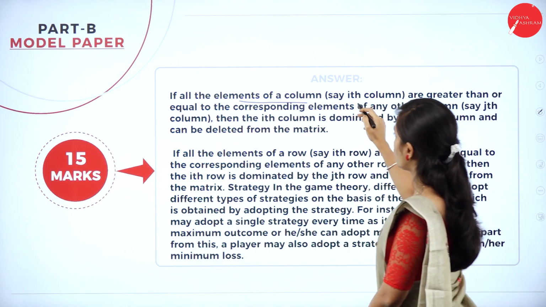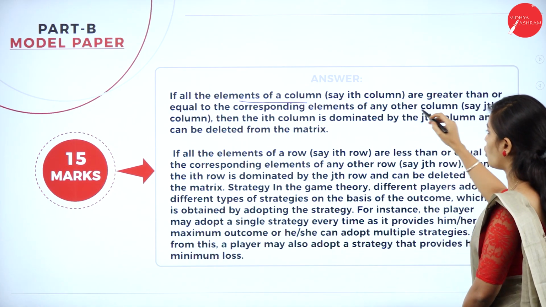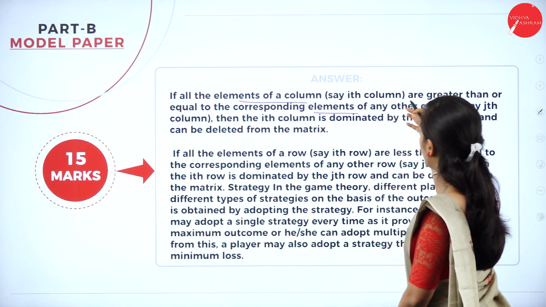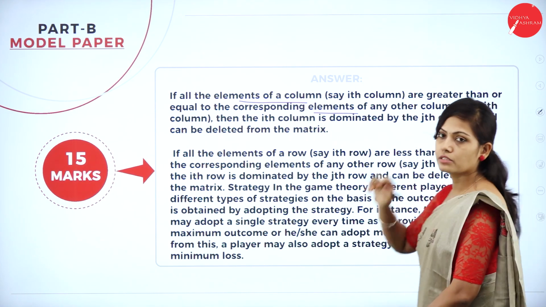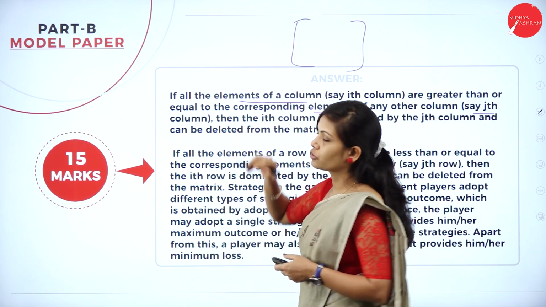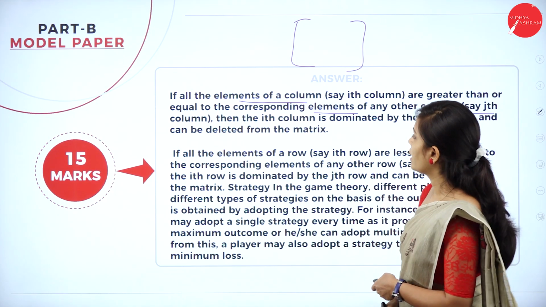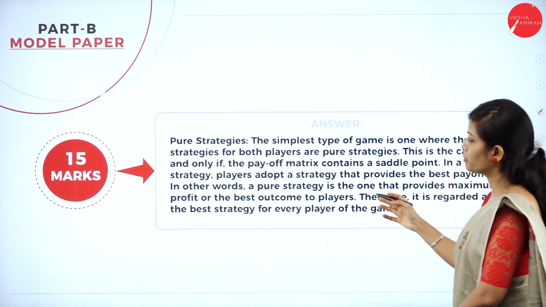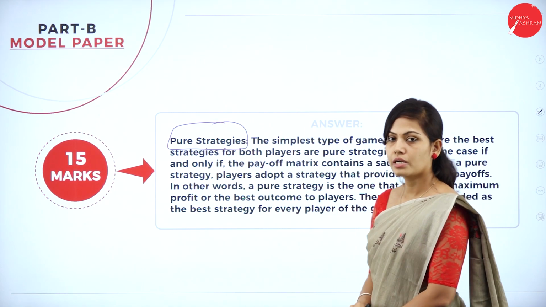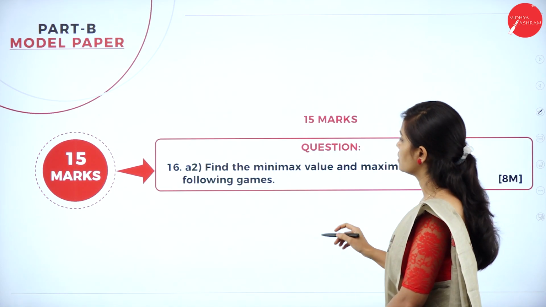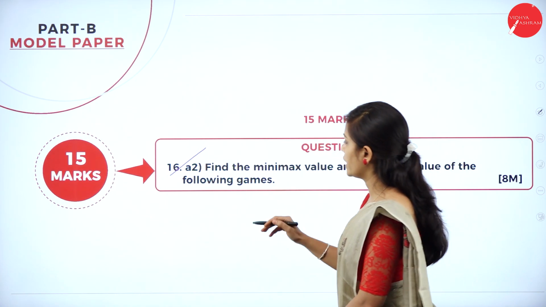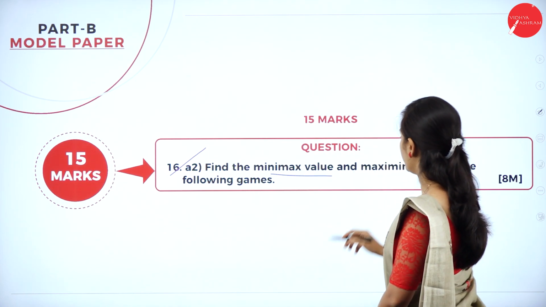If the elements of a column, say the ith column, are greater than or equal to the corresponding elements of any other column, say the jth column. So you have to write the ith column and jth column steps, everything. And the next one is you have to explain about pure strategies. Clear?